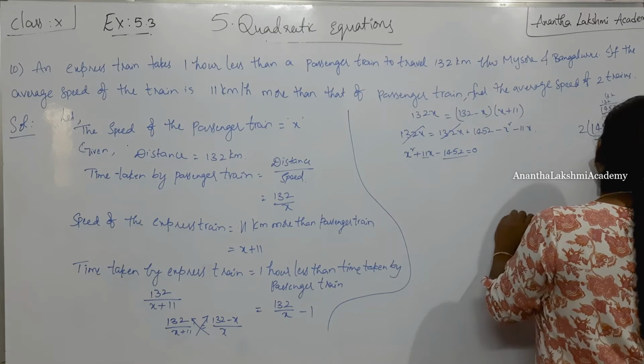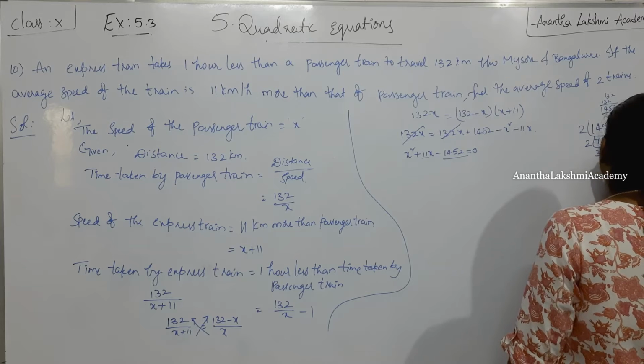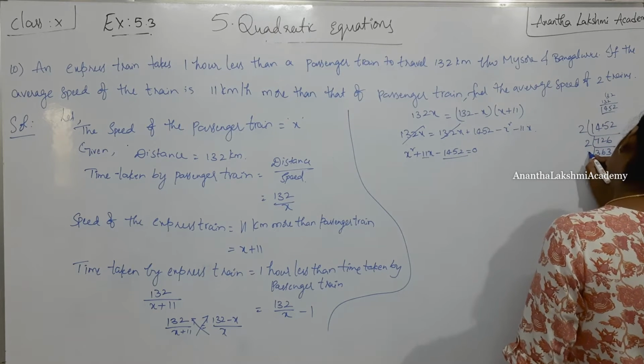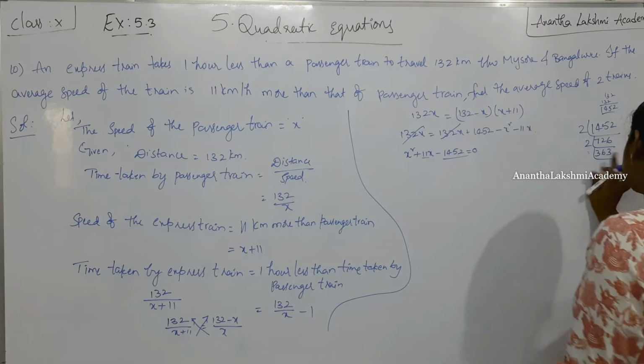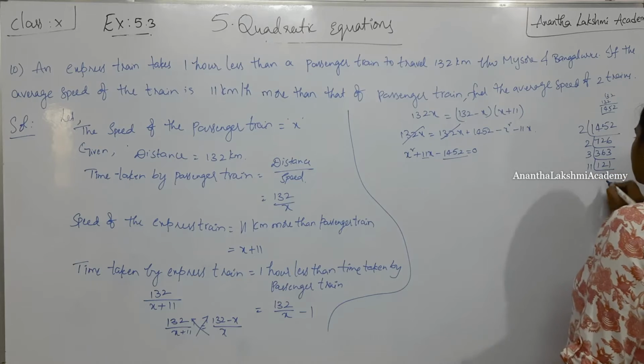2 7s are 14, 2 2s are 4, 2 6s are 12, 2 3s are 6. 3 plus 3 is 6 plus 6, okay. 3 1s are 3, 3 2s are 6, 3 1s are 3, 11 11s are 121.